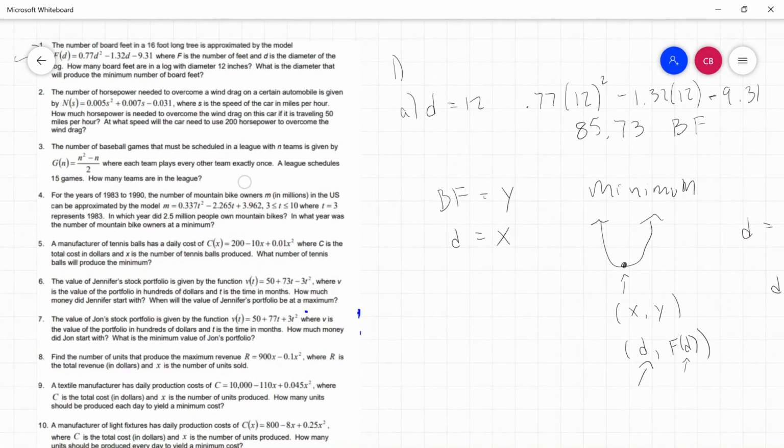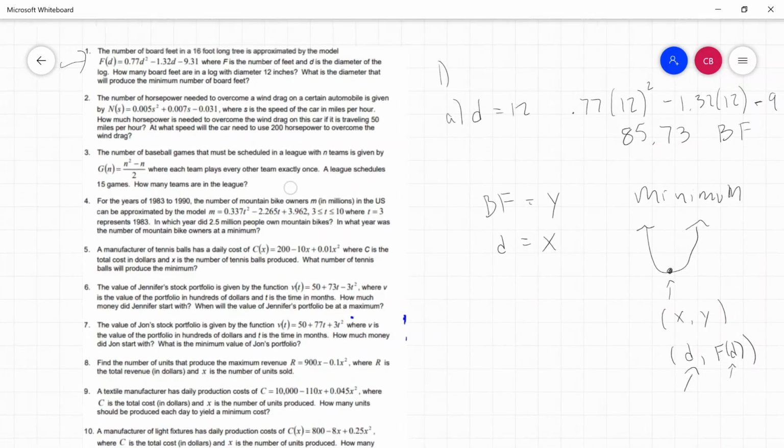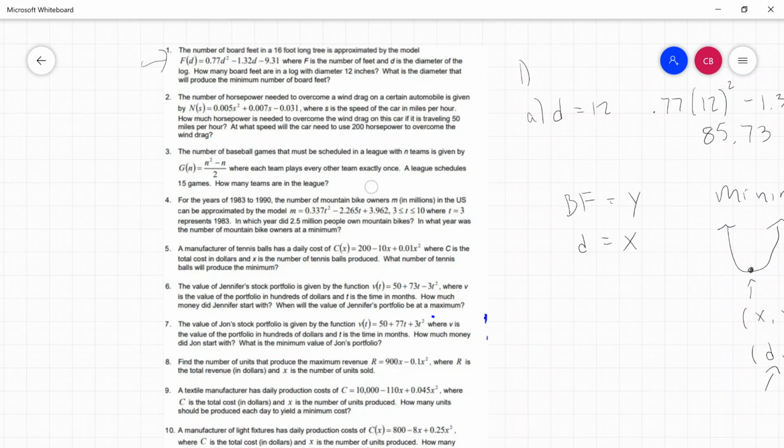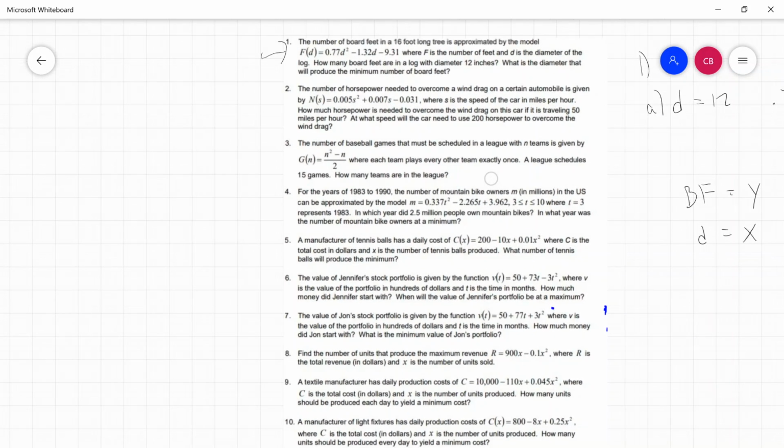Okay, let's look. Number of horsepower, so let's look at the questions. How much horsepower is needed to overcome a drag with 50 miles per hour? So 50 miles per hour is obviously the speed, so S is 50. This is number 2, A. S is 50. How would we solve that?